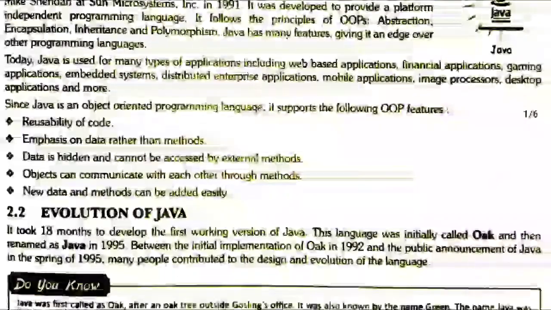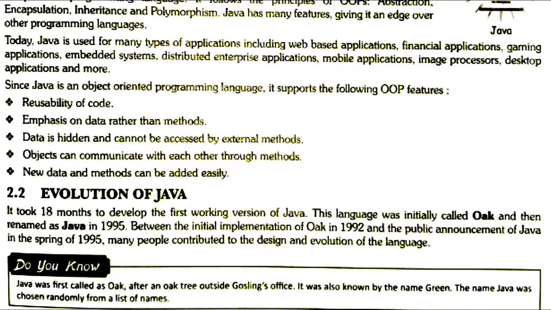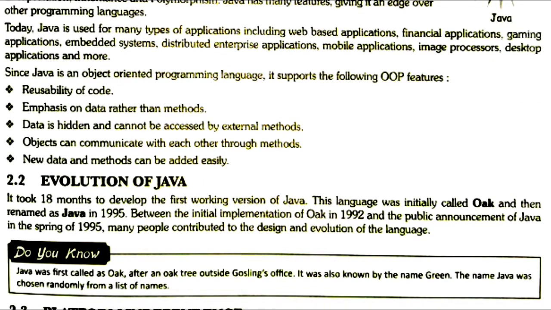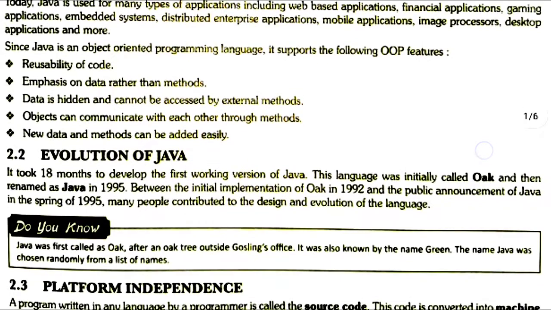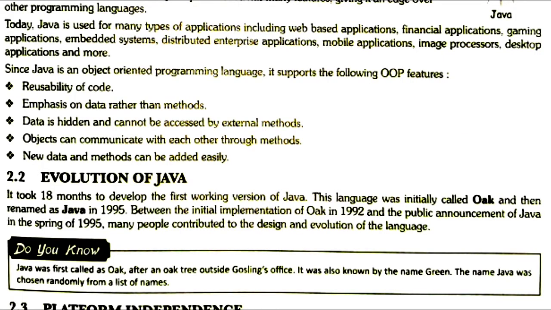Here are some features of Java. The first is reusability. As we have already seen, with the help of inheritance we can reuse what is already declared. In Java, emphasis is on data rather than methods, whereas in procedural programming the emphasis was on methods. Data is hidden in Java and cannot be directly accessed by external methods, so we can say our data is more secure in a Java program. Objects can communicate with each other with the help of methods, and new data types and methods can easily be added in Java programming. These are the features supported by Java.